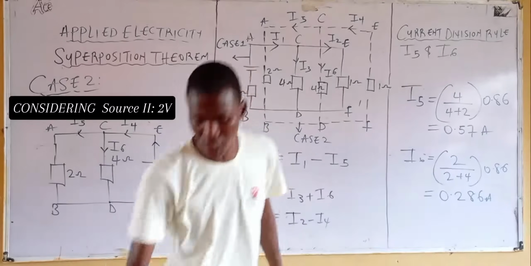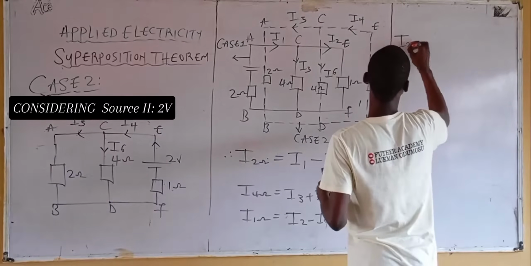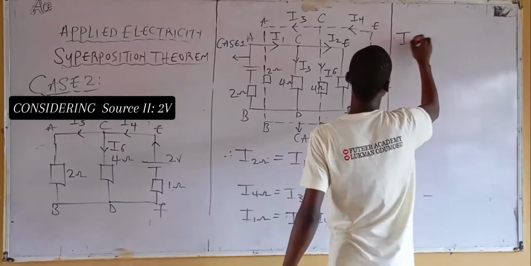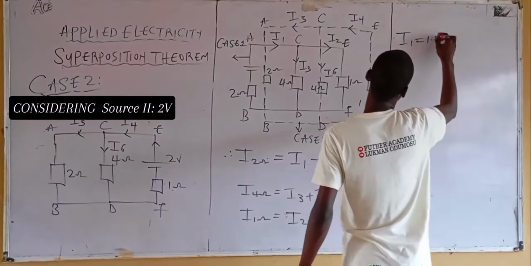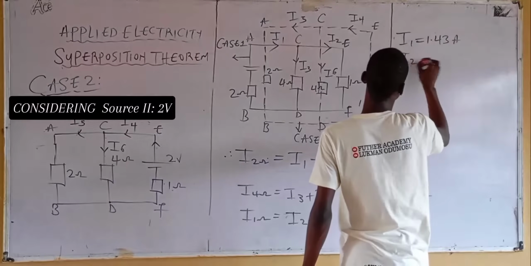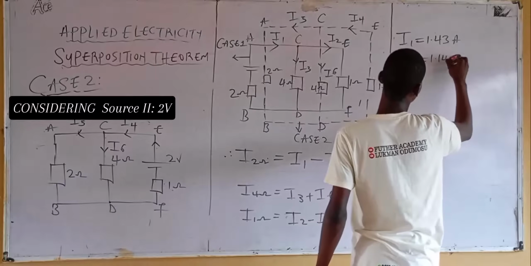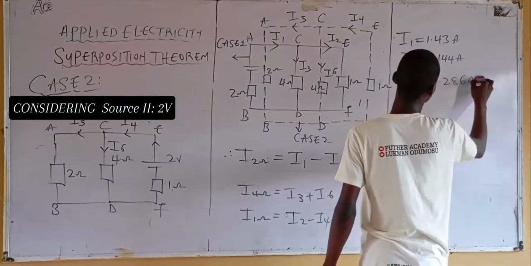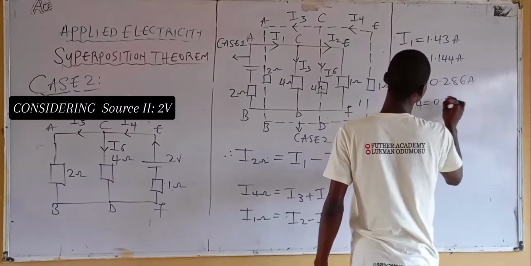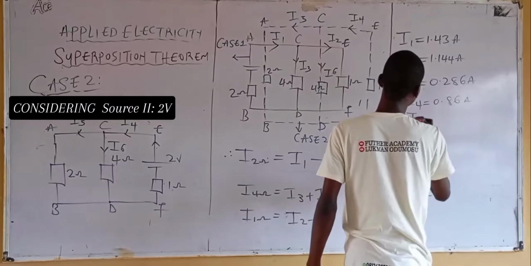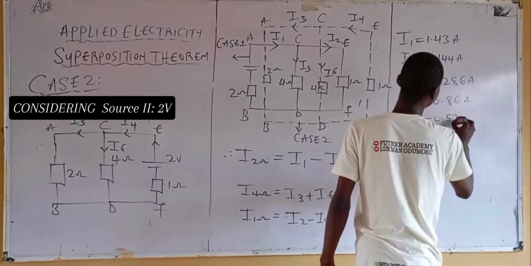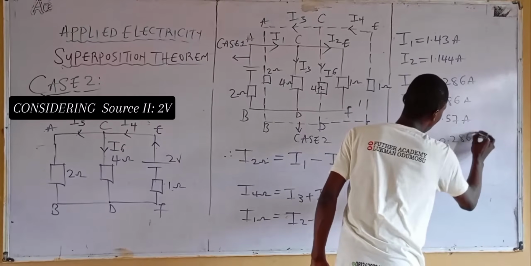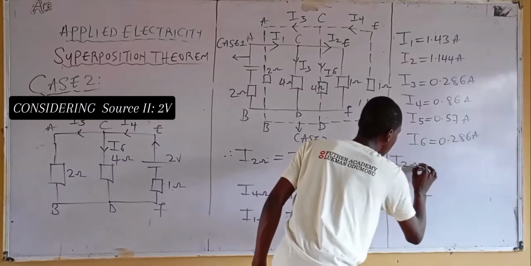implement. Now let's substitute each value for the 2 ohm resistor. First of all, let's list out all the values of current. I1 is what? 1.43 ampere. I2, 1.144 ampere. I3, 0.286 ampere. I4, 0.86 ampere. I5, 0.57 ampere. I6, 0.286 ampere. Now let's solve for the 2 ohm resistor.